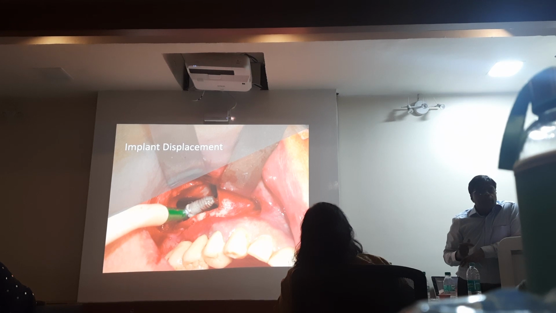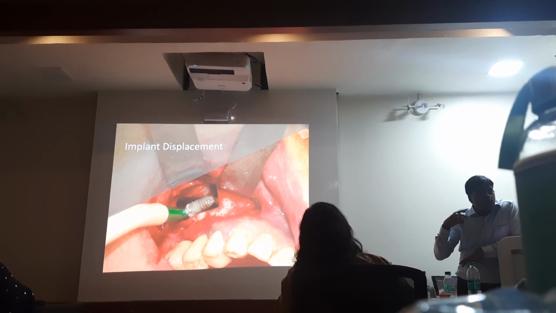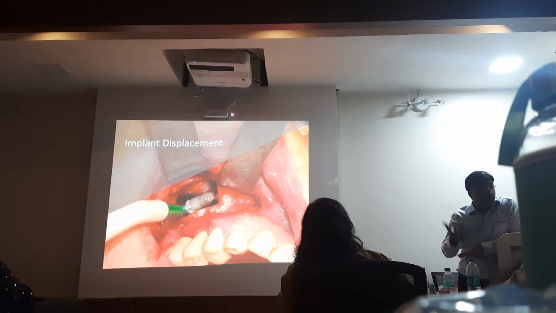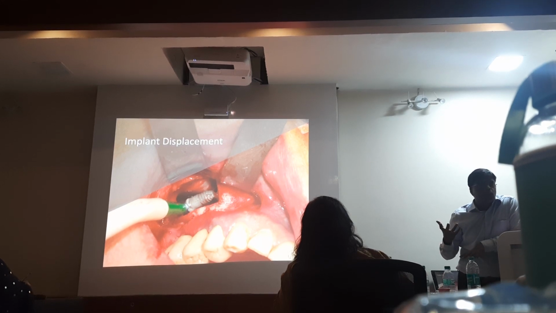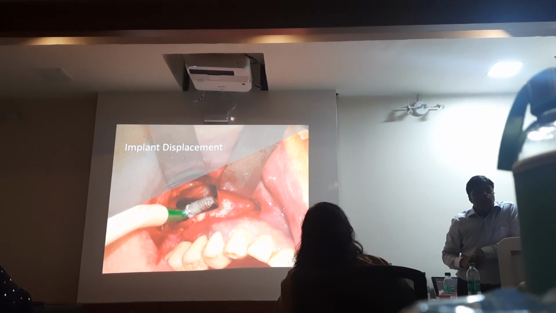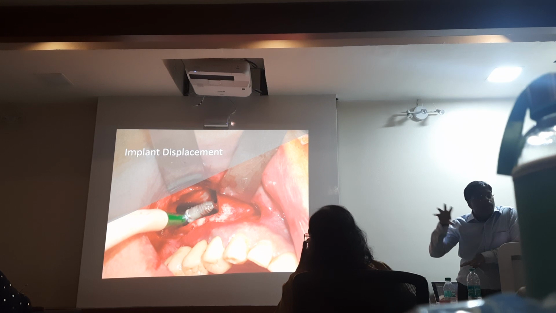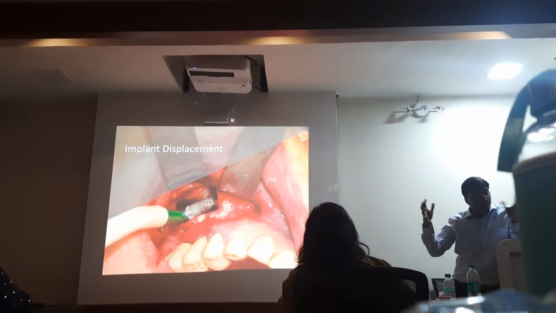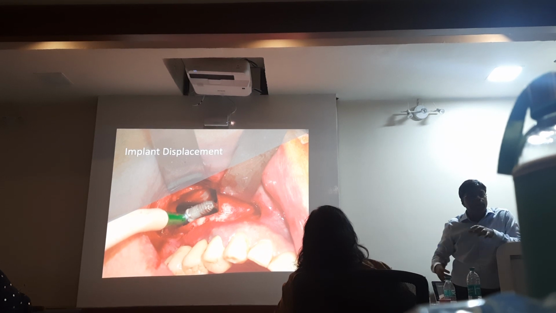Suppose you took the opinion of an ENT surgeon. You took the patient to an ENT surgeon. What happens then? The ENT surgeon will definitely say, oh, we have to remove this. Then admitting the patient into the operation theatre, removing that implant and everything will become a big story for the patients also. Everyone's practice is limited to that particular region.